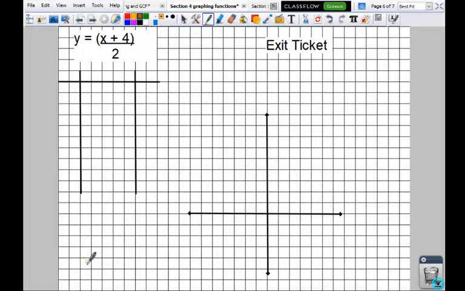One quick hint. When you guys plug in this x plus 4 divided by 2, make sure you put the top part in parentheses when you plug it into Desmos. Otherwise, you're going to get a wrong answer. So make sure it is parentheses, x plus 4, parentheses, and then divide by 2.